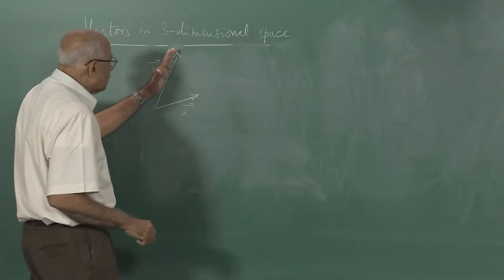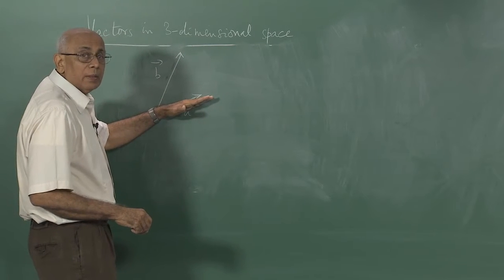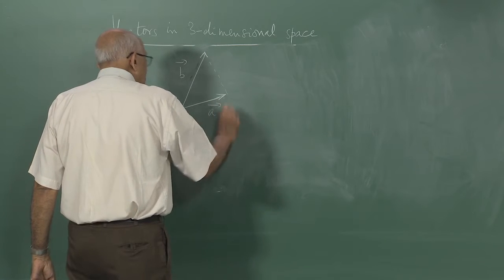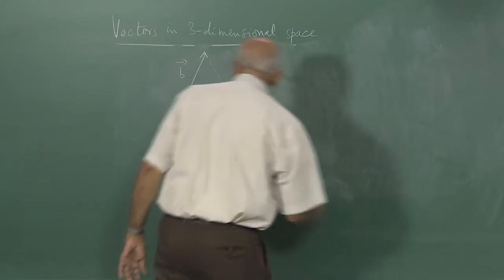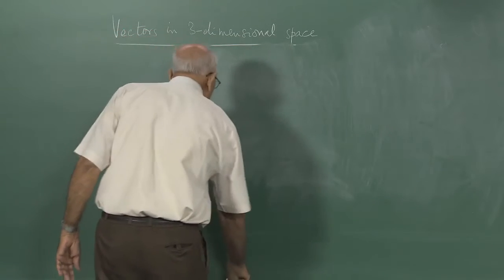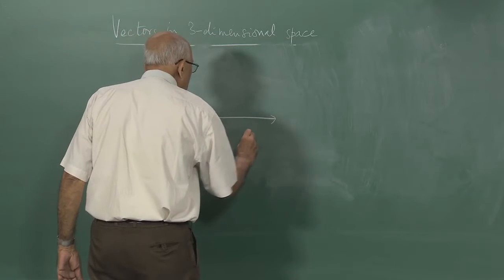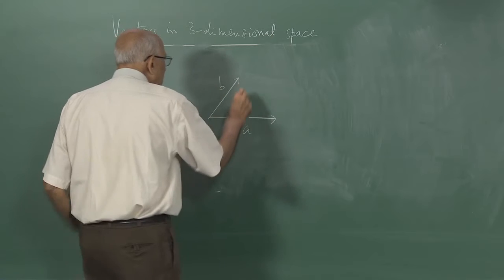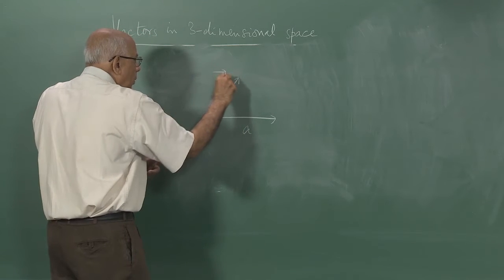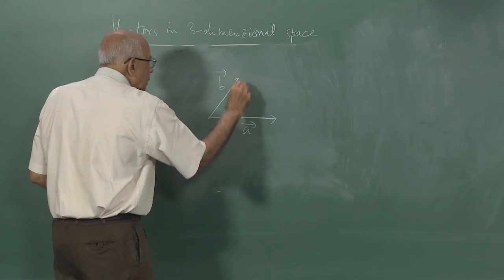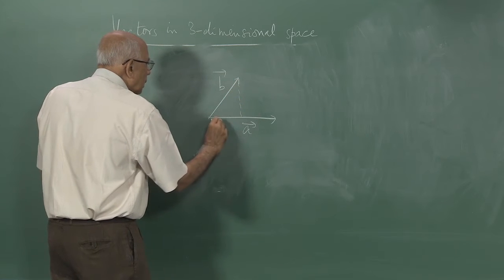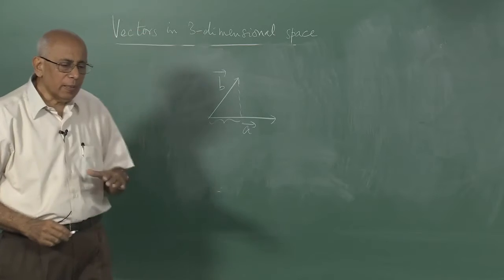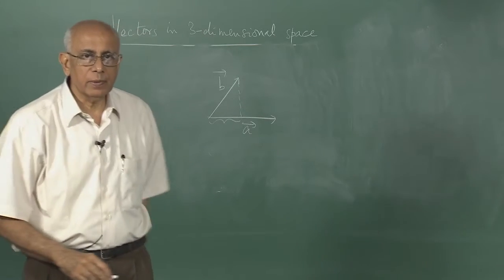If I project this vector onto this vector, it is equivalent to saying I draw a perpendicular from there, and let me draw a better figure. Here, if I project this B onto A, that is like saying draw a perpendicular, and this length here is the projection of B in the direction of A.